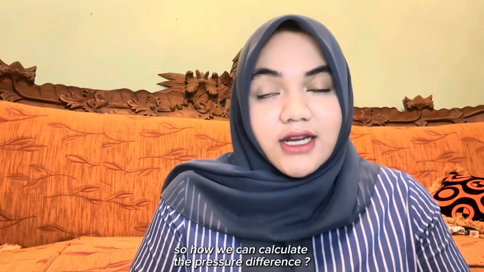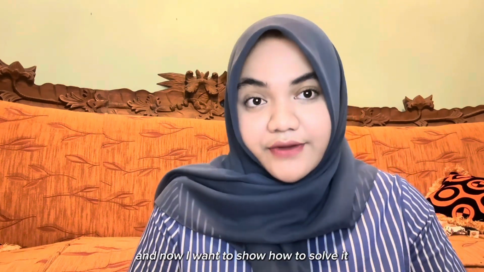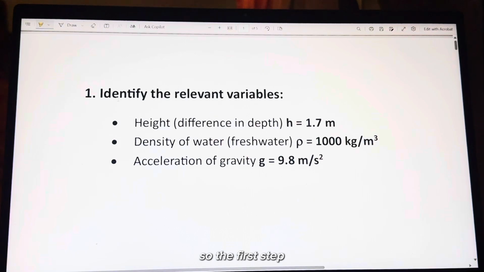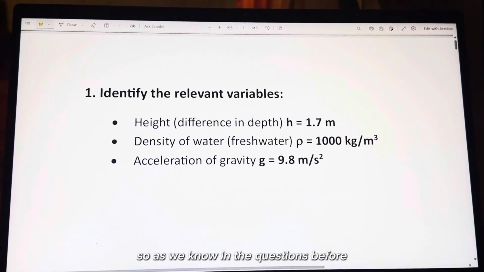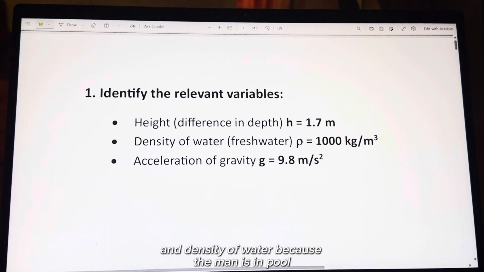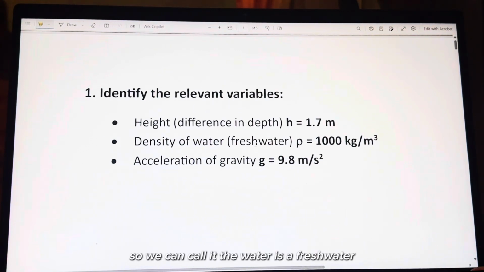So, how can we calculate the pressure difference? Now, I want to show how to solve it. The first step is to identify the relevant variables. As we know from the question, the height of the man is 1.7 meters, or we can call it the difference in depth, and the density of water, because the man is in a pool, so we can call it fresh water.